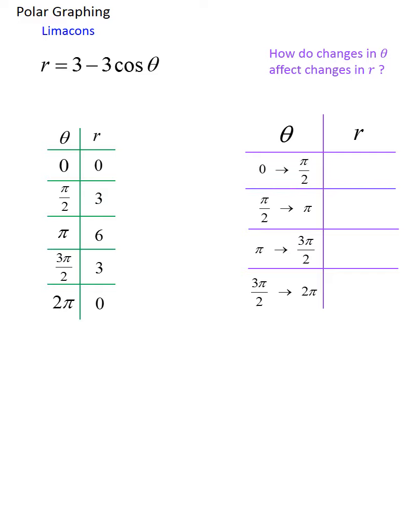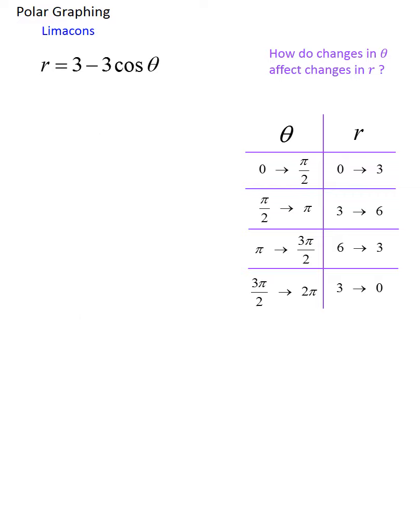So just like before, in quadrant 1, we can say that as theta goes from 0 to pi over 2, r is going from 0 to 3. I'll put that here. In quadrant 2, r goes from 3 to 6. In quadrant 3, as theta goes from pi to 3 pi over 2, r shrinks back down from 6 to 3. And in quadrant 4, r shrinks further, going from 3 to 0. So this table shows my analysis of what's happening to r in each quadrant.